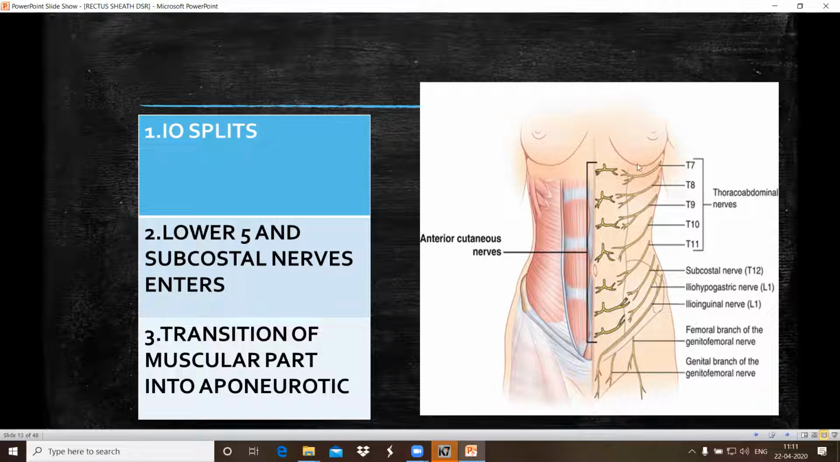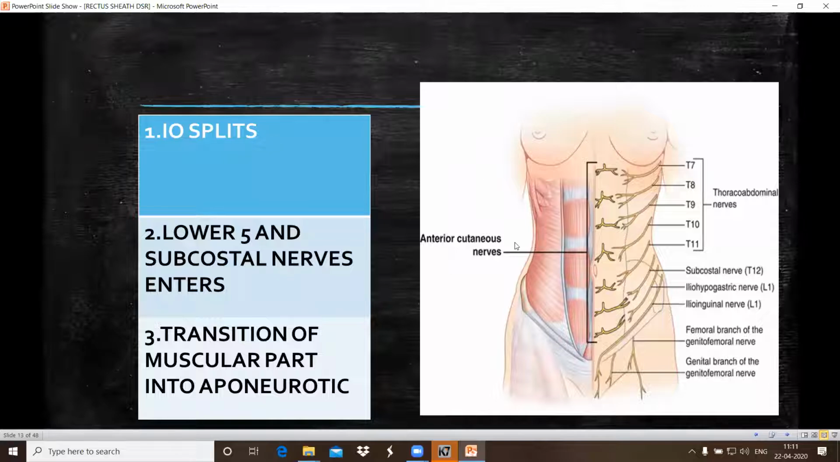Again, I am repeating, at the linea semilunaris, the lower six intercostal nerves enter into the rectus sheath. That's why it is unwise to give an incision at the linea semilunaris. If an incision is given here, it leads to paralysis of the rectus abdominis.